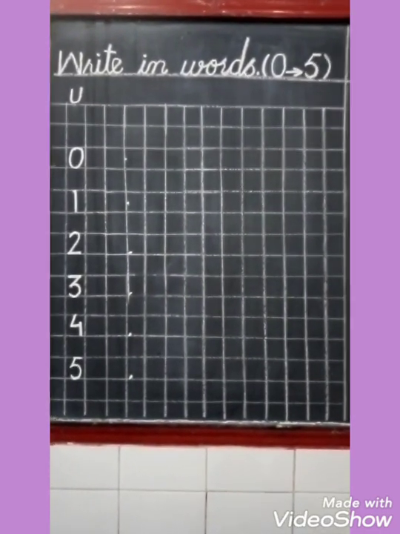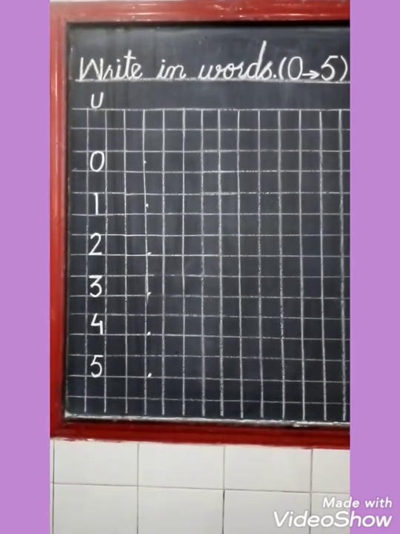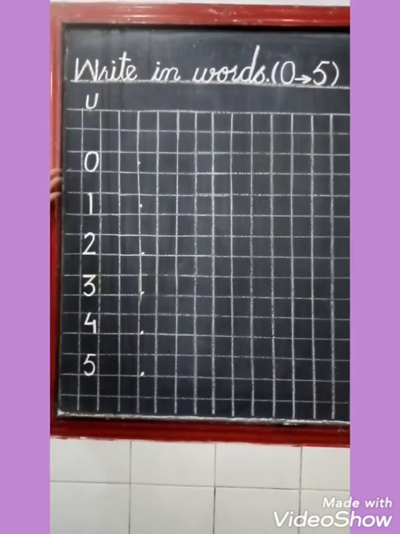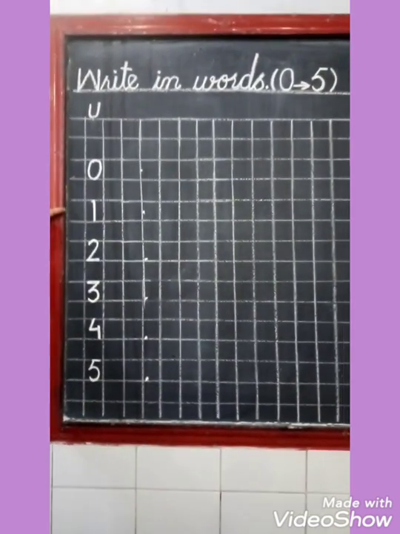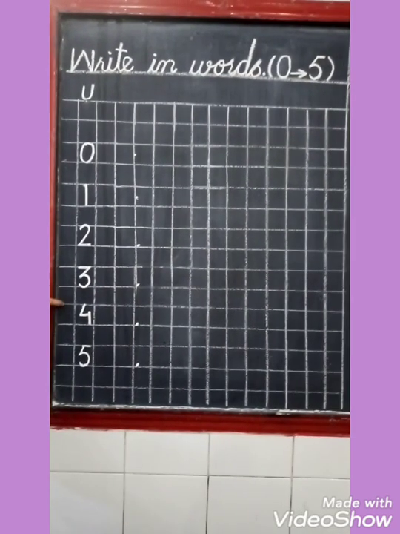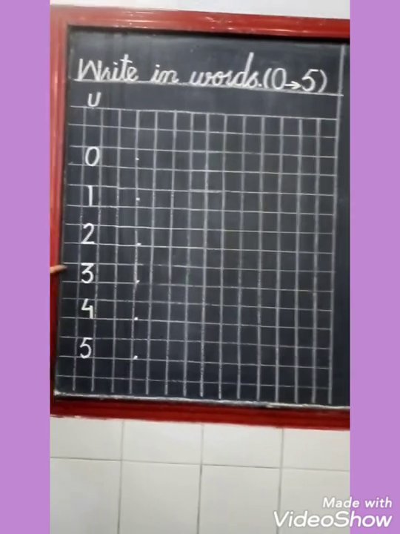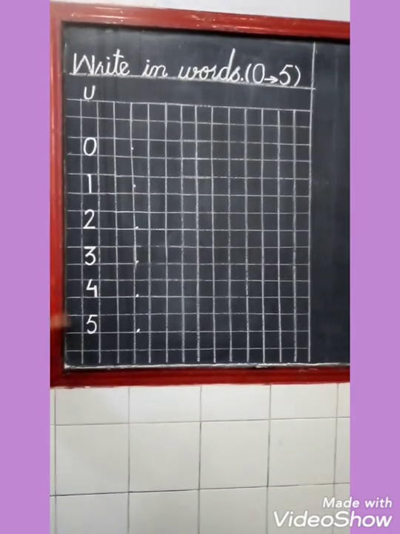Today I am going to teach you writing words from 0 to 5. Writing words, okay? Now look, all of you. This is number 0. 0, 1, 2, 3, 4, 5. 0, 1, 2, 3, 4 and 5.